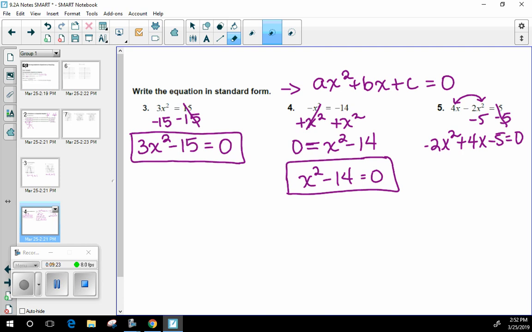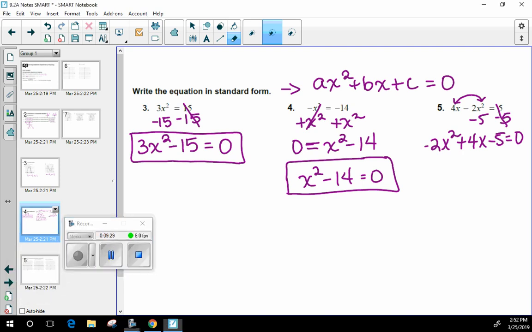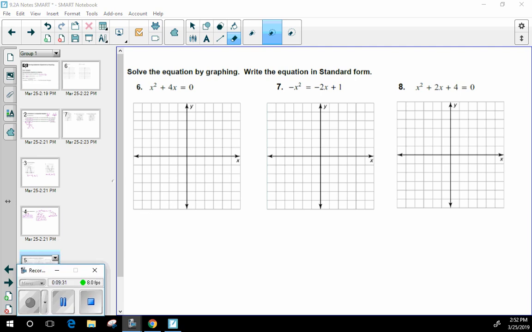Everybody's okay with that? All right. Well, then let's go on to actually graphing our parabolas so that we can solve them. This is where you can use the calculator, and I'm going to show you exactly what I'm okay with and what I'm not okay with. So, number 6, solve the equation by graphing, write the equation in standard form.